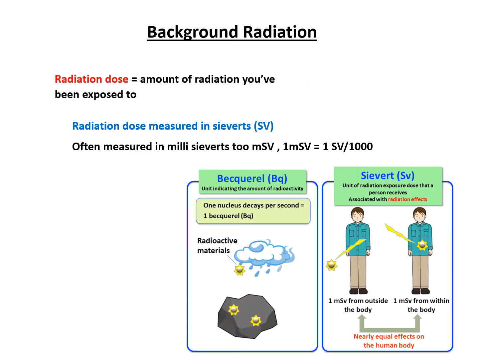As well as the radiation that you might get from a particular source, there's just a general amount of background radiation around us. The radiation dose is the amount of radiation you've been exposed to. We can measure the radiation dose in sieverts, Sv, and it's often measured in millisieverts, that's a 1,000th of a sievert. The becquerel is the amount of radioactive activity, and the sievert is the amount of radiation that someone has been exposed to.